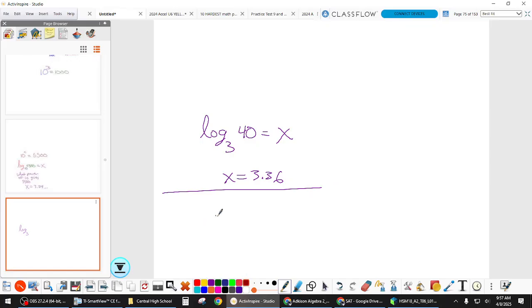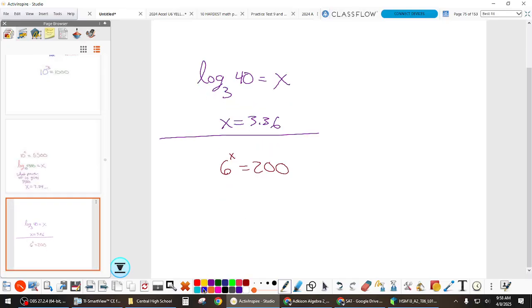What if we said, solve this equation? 6 to the x equals 200. How would you write it next in order to solve that? So we're going to rewrite as log what? Base 6 of 200 to get x. In other words, it isolates x for us, right?